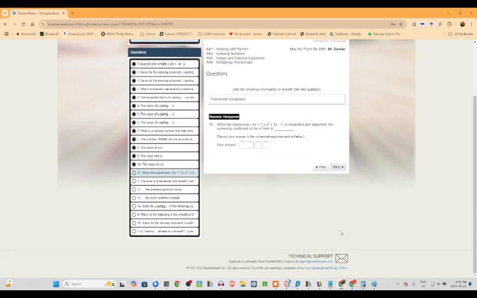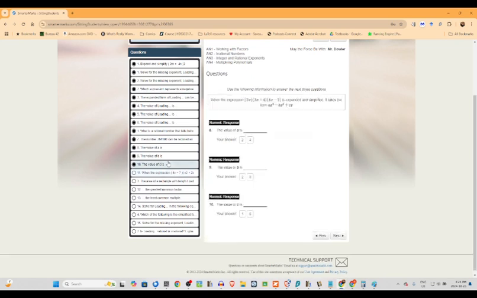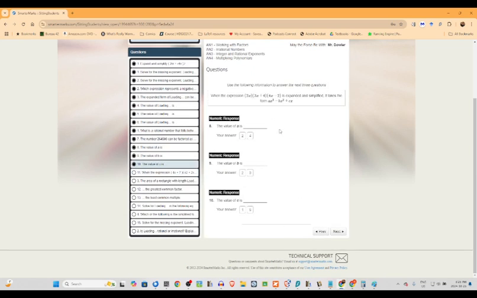Okay. Number 11. So we are back into AN4 on multiplying polynomials. That's what we just finished. And actually, if I remember correctly, these are also scored as 0.33, 0.33, and 0.34.